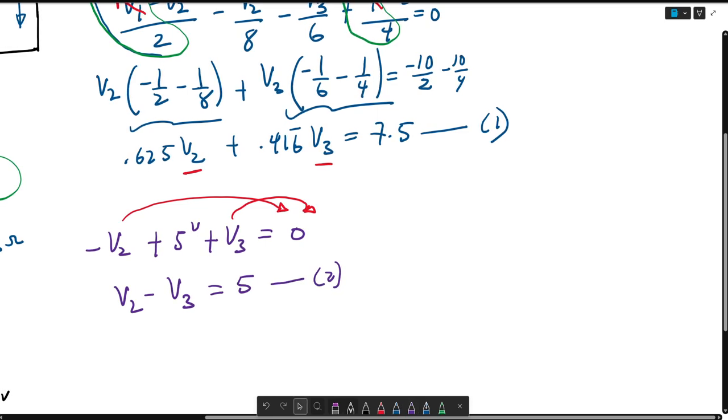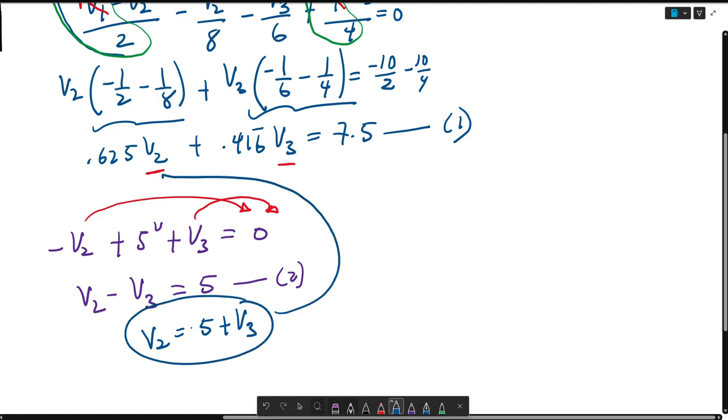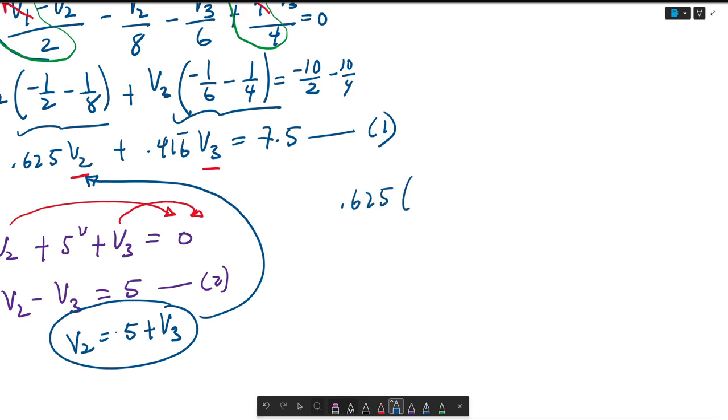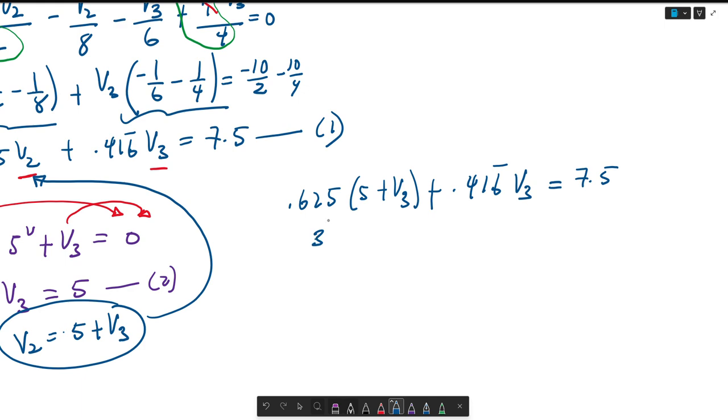And now it's just algebra. What I'm going to do here is say that V2 is equal to 5 plus V3. I'm going to insert V2 in here, and I'm left with 0.625 times 5 plus V3 plus 0.416 repeating times V3 is equal to 7.5. Again, 0.625 times 5 is 3.125, plus 0.625 V3 plus 0.416 V3, which is equal to 7.5.